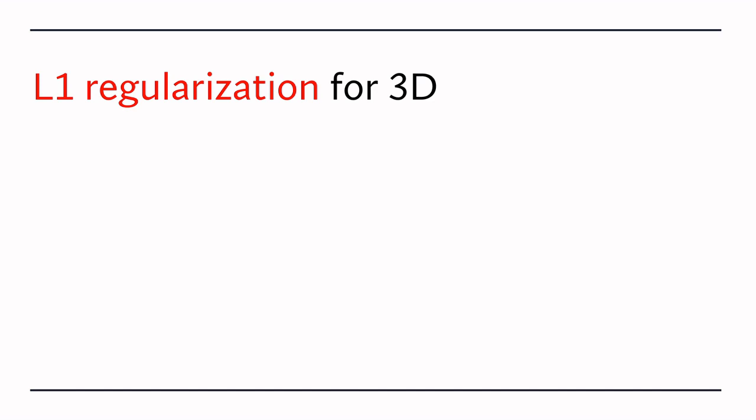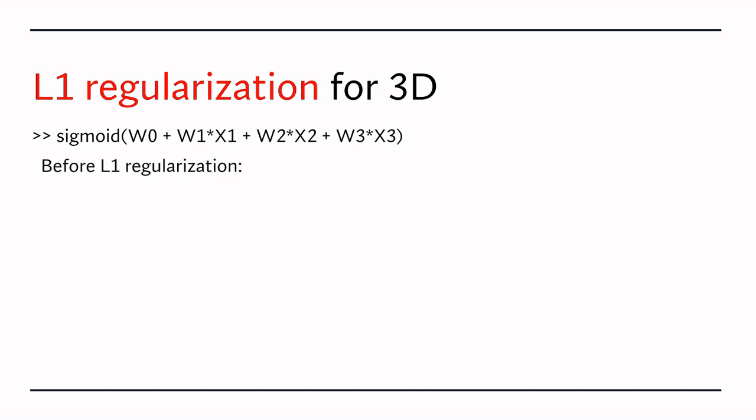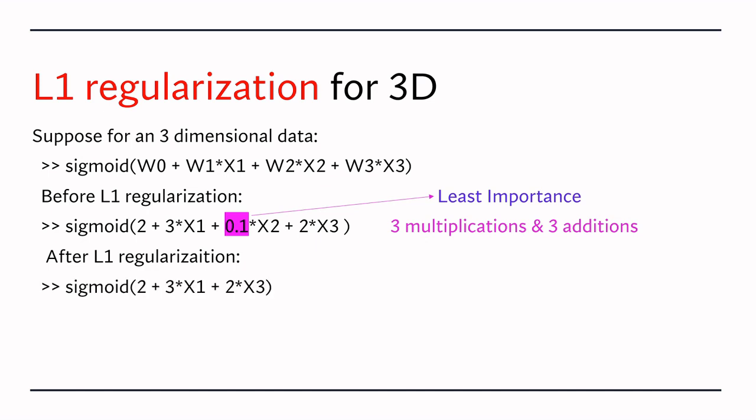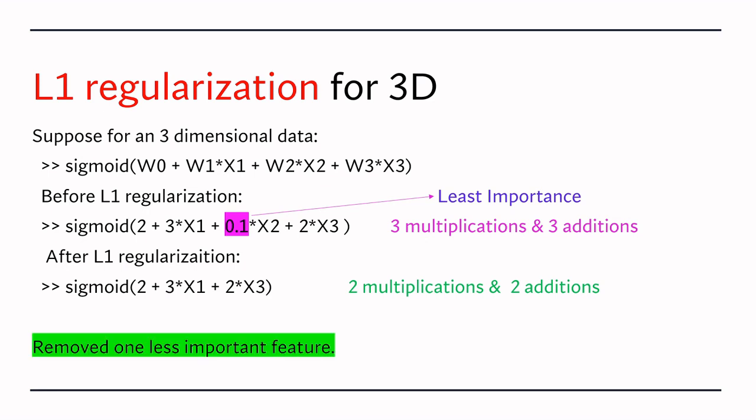So let's try to apply L1 regularization for a three-dimensional data set. So the equation would look something like this. Let's try to plug in the weight values as well. So the weight values will look something like this. Out of this, 0.1 is of least importance because it has the least magnitude. But still, we will be doing three multiplications and three additions. After applying L1 regularization, we actually get rid of 0.1. In turn, we do just two multiplications and two additions after L1 regularization. In short, we have removed one less important feature.